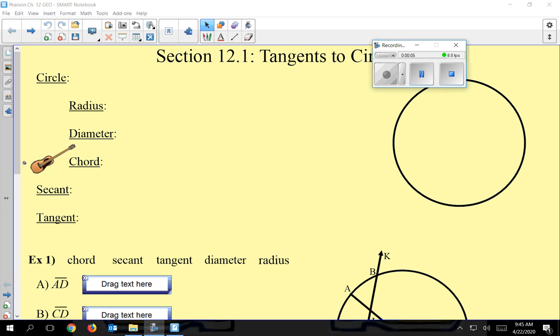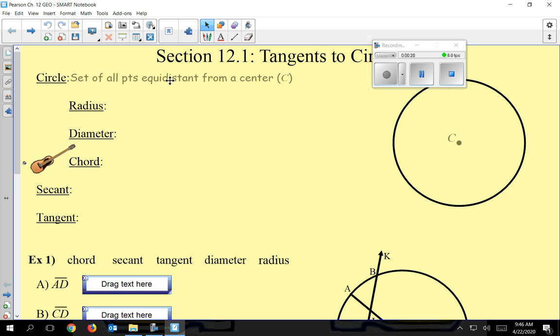Okay, everybody, this is chapter 12, section 1. This is dealing with circles. There's a lot of vocabulary here, so I'll pull them all up, and then once I get them all up, why don't you hit pause, and then you can go ahead and write them all down, then I'll start it again, okay? So here we go.